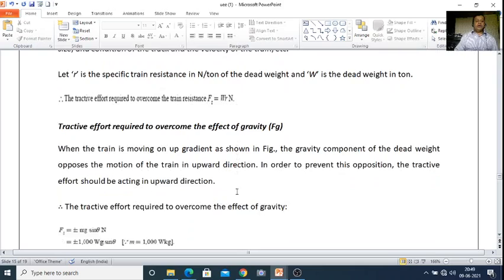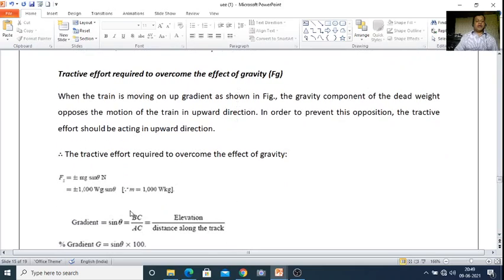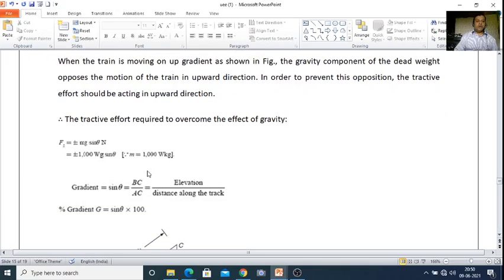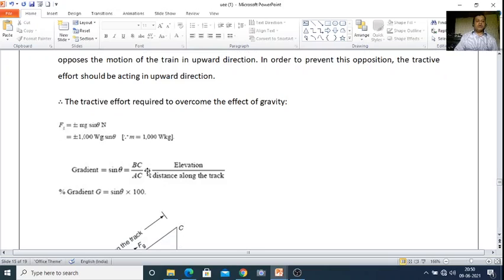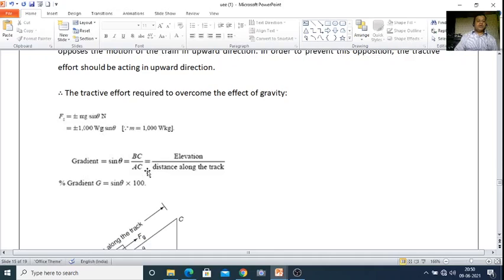Okay, tractive effort required to overcome the effect of gravity. When the train is moving on upgradient, meaning it is moving uphill, the gravity component of dead weight opposes the motion of train in upward direction. In order to prevent this opposition, the tractive effort should be acting in upward direction to lift the train when it is climbing a hill. The tractive effort required to overcome the effect of gravity is given by Fg is equal to mg sin theta into n, that is 1000 into W g sin theta, where m is equal to 1000 W kg.